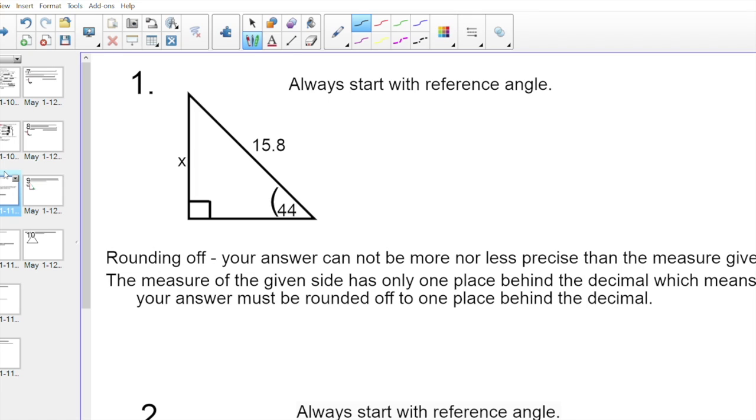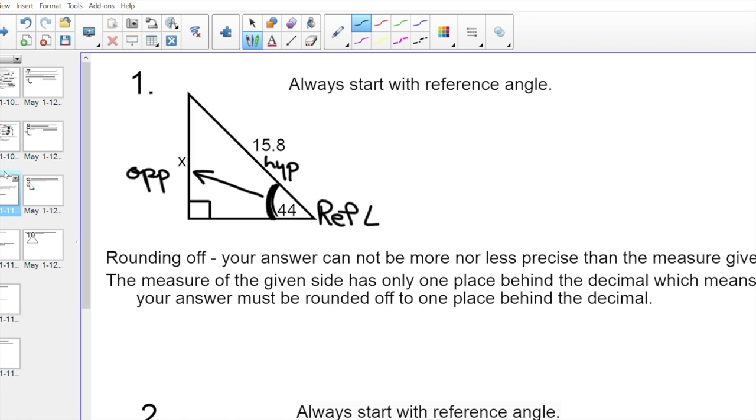Now, here we go. We are given the measure of the angle, 44. We're going to call this the reference angle. That is the angle measure given. So we call the side with the x, in relationship to the 44 angle, the opposite side, abbreviated OPP. Now the side opposite the right angle we'll name the hypotenuse.